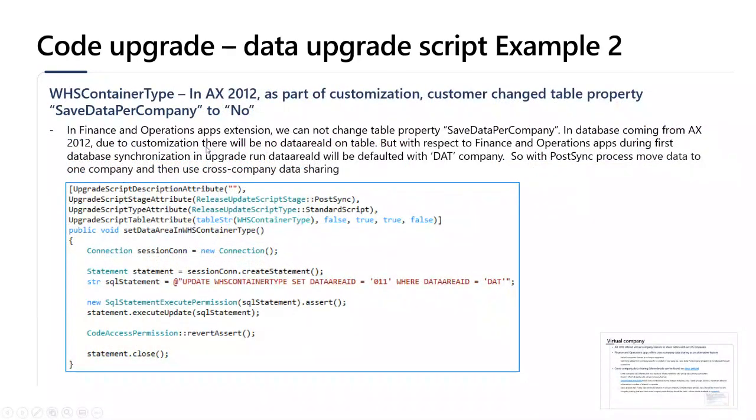In this another example, in AX2012, as part of customization, the customer changed the table property Save data per company to No. We know today in extension world, we can't change the Save data per company table property. So in the database coming from AX2012, due to customization, there will be no data area ID on the table. But with respect to FNO, during the first database synchronization in the upgrade run, data area ID will be defaulted with that company. So in the post-sync process, move data to one customer company and then use the cross-company data sharing feature.